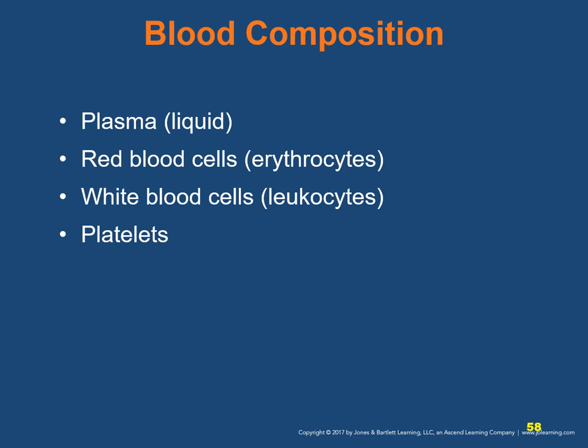The red blood cells, or erythrocytes as they're also called, contain hemoglobin, which gives blood its color, and carry oxygen. White blood cells, which are called leukocytes, play a role in the body's immune system to fight against infection. And platelets are essential in the initial formation of a blood clot.